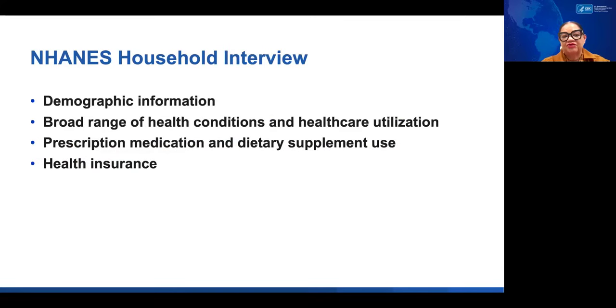For the household interview portion, we get demographic information. We get a broad range of health conditions and healthcare utilization, so it's not just limited to dental, but medical as well. We get information on prescription medication and dietary supplement use, and also health insurance. Next slide.